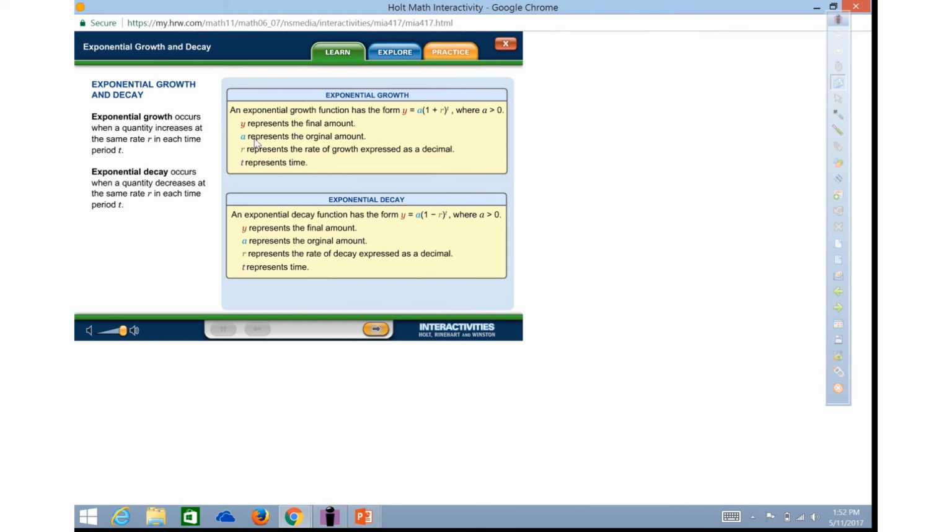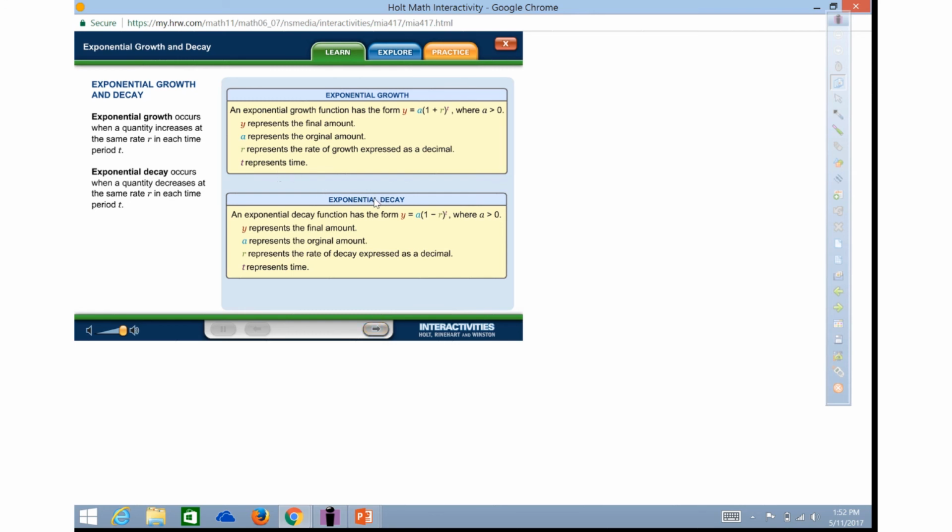And this tells you what each of these represents. Where y represents the final amount, a is going to represent the original amount, r is going to represent the rate, okay, as a decimal. So if it's a percent, it's going to be written as a decimal. And then t represents the time that this thing takes. And that's how it is for both.